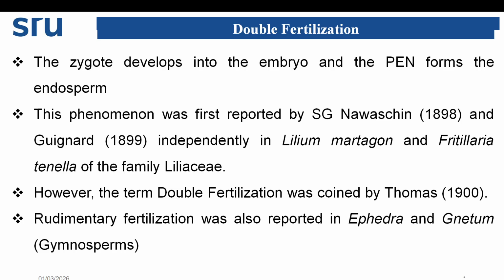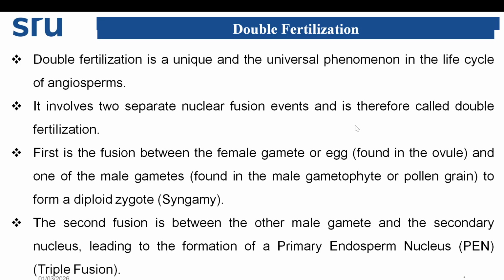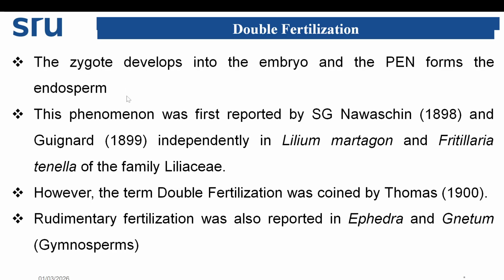Right. The zygote develops into the embryo and the PEN, the primary endosperm nucleus, forms the endosperm. This phenomenon was first reported by Navaschin in 1898 and Guignard in 1899 independently in Lilium martagon and Fritillaria tenella of the family Liliaceae. However, the term double fertilization was given by Thomas in the year 1900. Rudimentary fertilization was also reported in Ephedra and Gnetum.